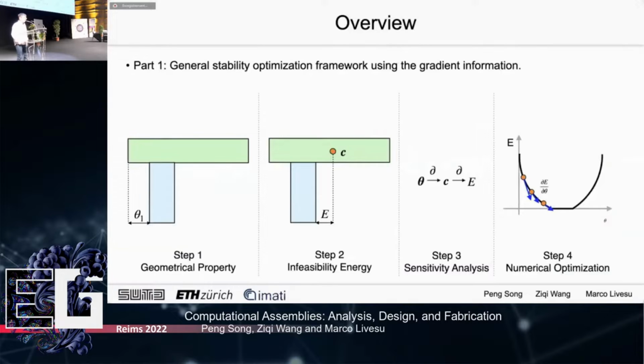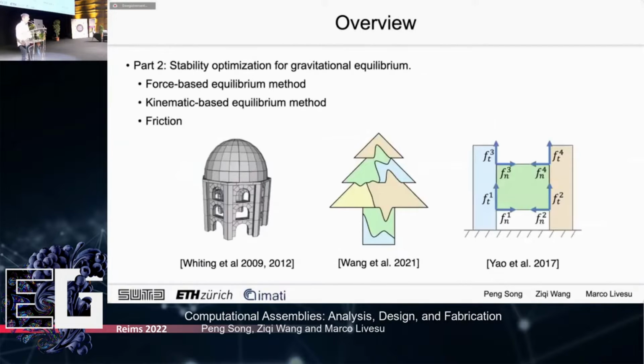Okay, so let's have an overview of my part. I divide my part into three. First, we will explain a general workflow for designing stable assemblies using shape optimization. And then we will specifically explain how to use this framework to design structures that are stable under gravity. We have actually two methods, one using statics and the other using kinematics. And we also briefly explain how to implement friction.